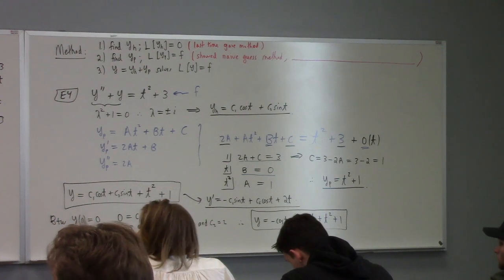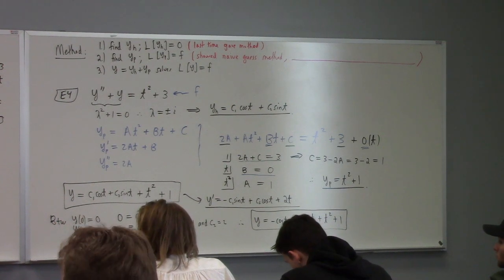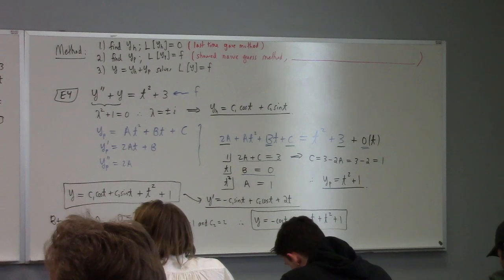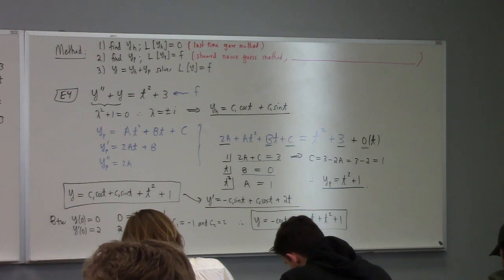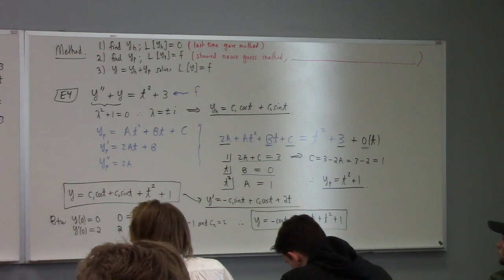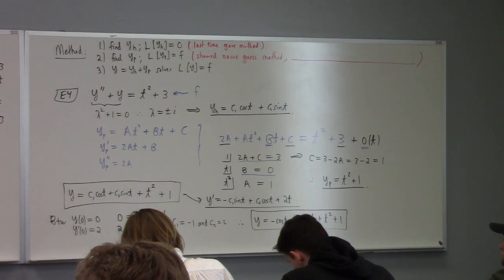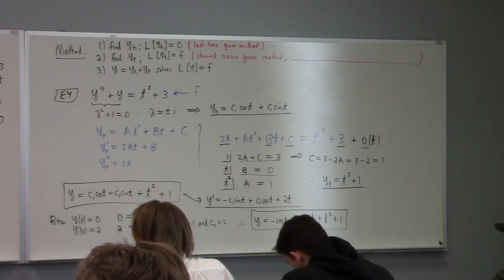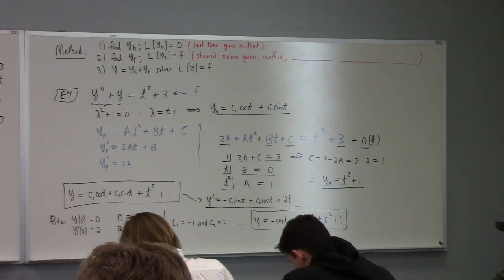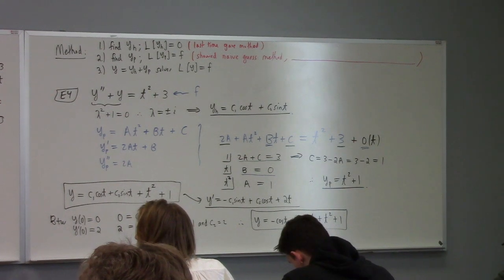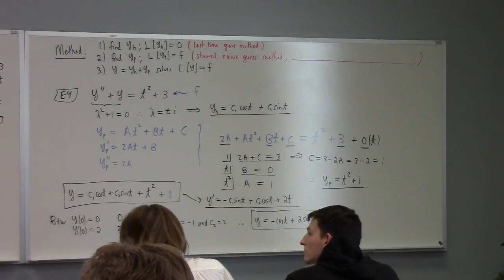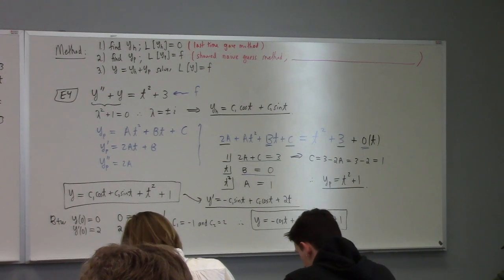A e to the t minus b t minus c. Minus bt minus... Thank you, distribute the negative. Very good advice. Like that, and then that's all equal to what? E to the t plus t. E to the t plus t. All right.